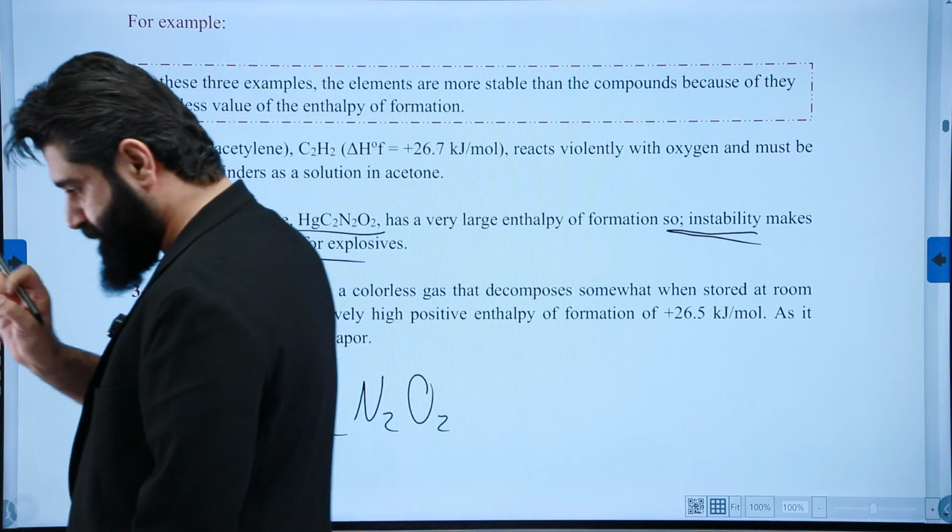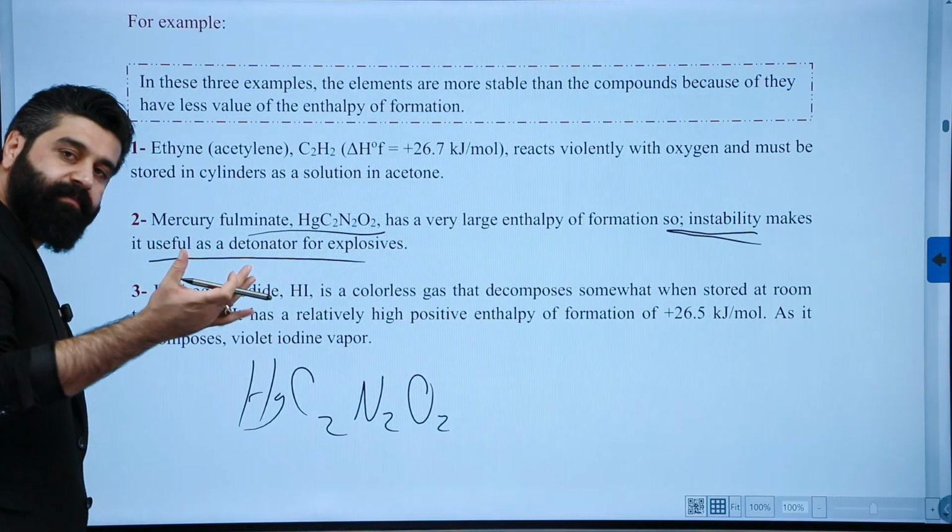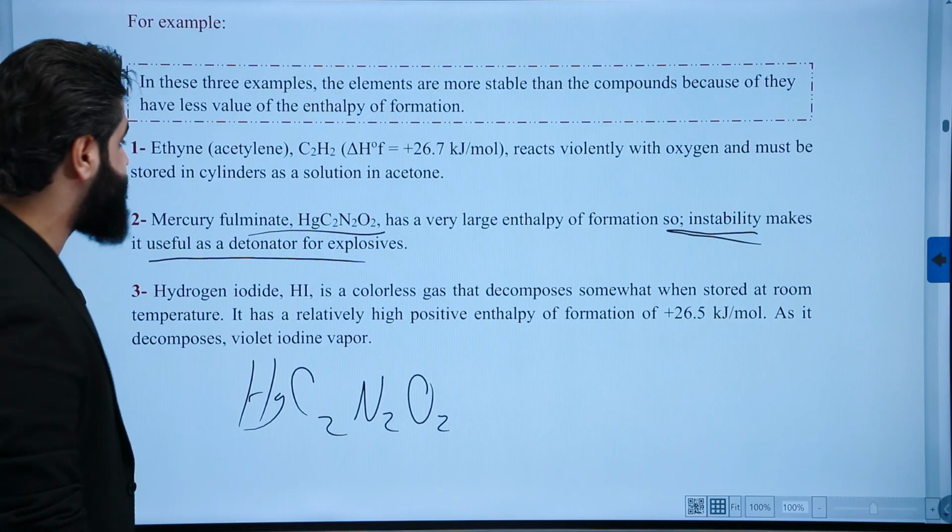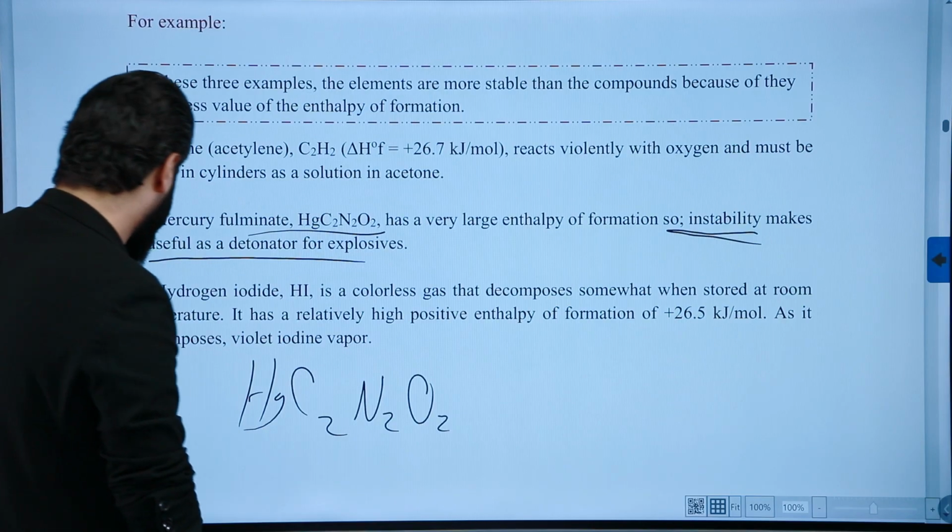It's a very unstable substance because of its large value of delta HF.